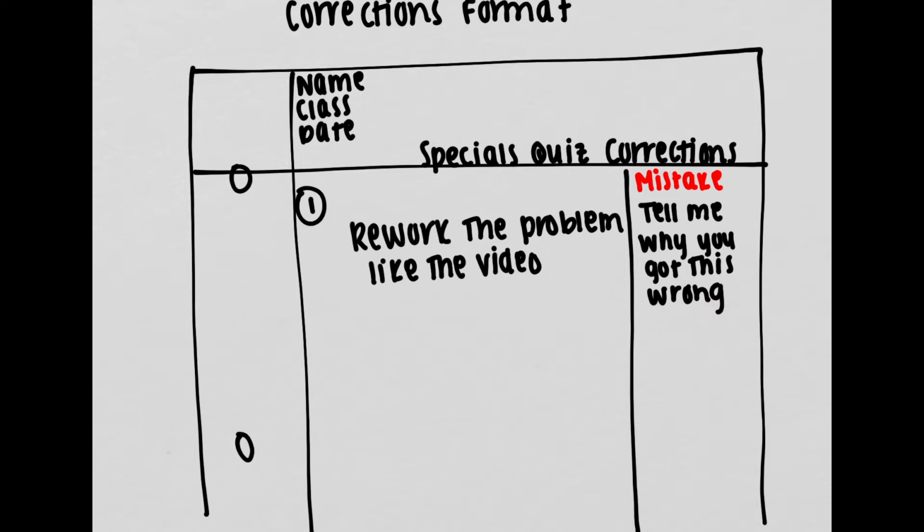Tell me why you got this wrong. Do not just write, "I don't know, I didn't read the question, I didn't work it." I will not take those as your corrections. You will not get credit. This is you do it right the first time or you don't get it at all. So we're going to jump right in.